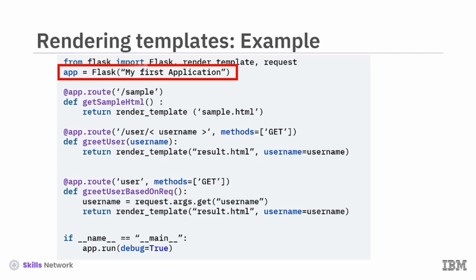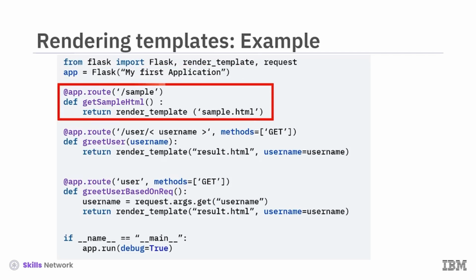Notice there are 3 endpoints in this web application. The first is /sample. This will render a static HTML page. The image in this HTML is sourced from the static directory. The code to accomplish this is app.route open round bracket single quote /sample single quote close round bracket. In the second line, type def get_sample_html. Note there is no space between get sample HTML. In the third line, type return render_template sample.html.